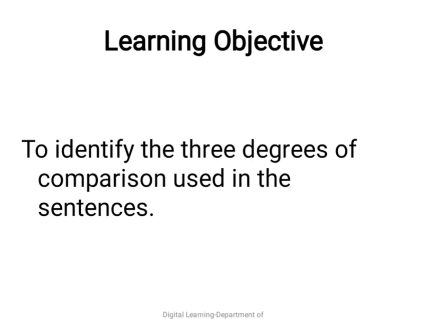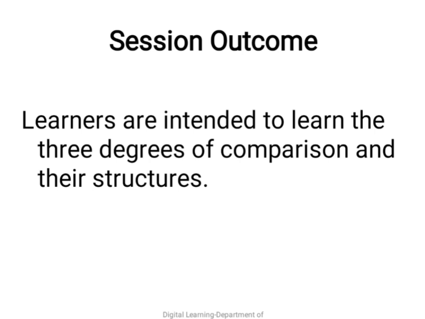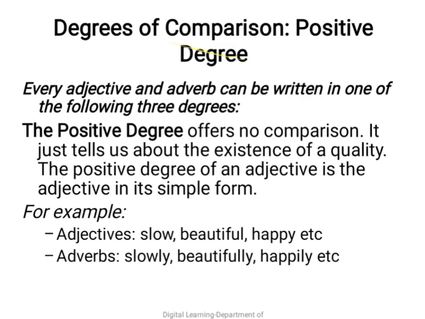The learning objective of this session is to identify the 3 degrees of comparison used in sentences. Session outcome is learners are intended to learn the 3 degrees of comparison and their structures. Let's look at the 3 degrees of comparison in detail. Let's discuss about positive degree.